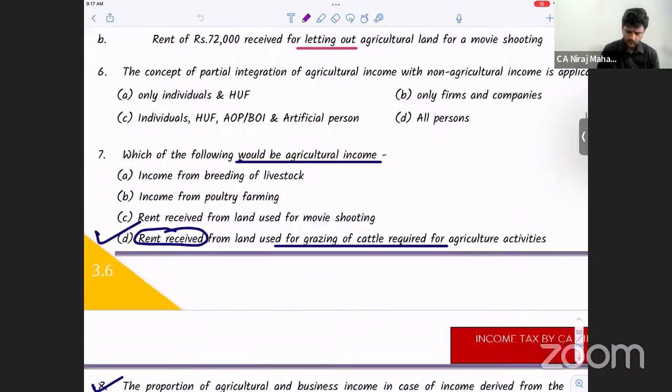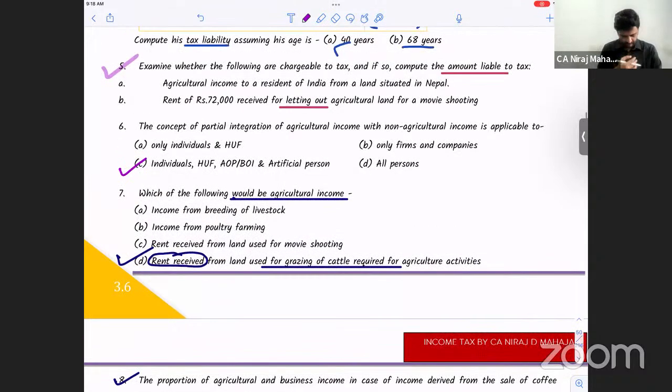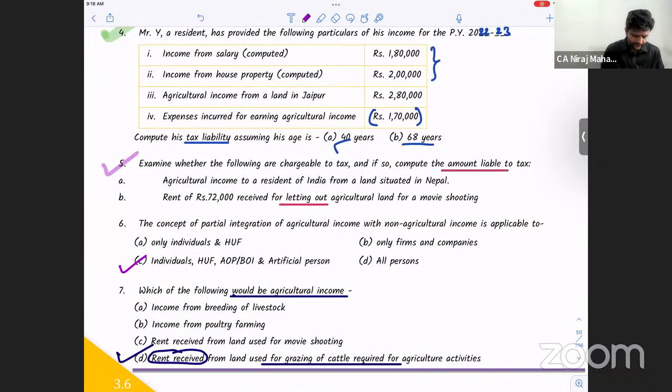Anyways, this is the 9, that's done, 7. Okay. Question number 6. Give me a tick mark. Tick mark means give me your answer. Question number 6. The concept of PIS, partial integration of agricultural income with non-agricultural income, is applicable to only individual, HUF, only firms and companies, individual, HUF, AOP, BOI, artificial person, or all persons. Option C. Correct. Be careful, it is not just individual and HUF, it is AOP, BOI also.